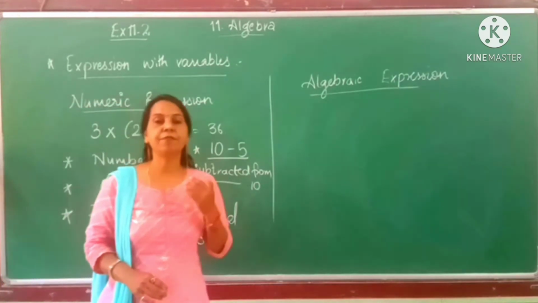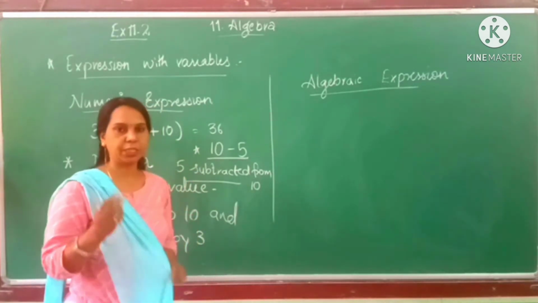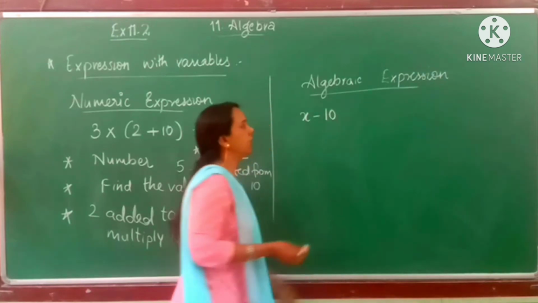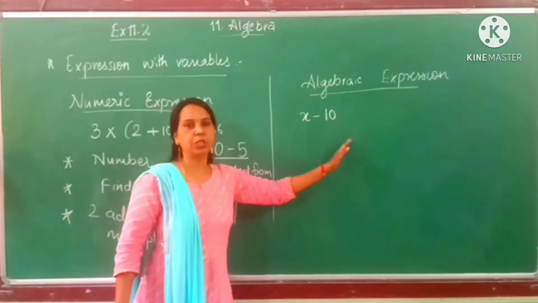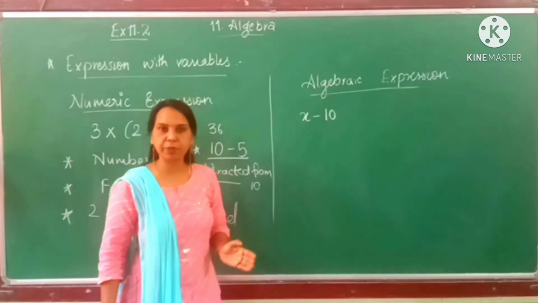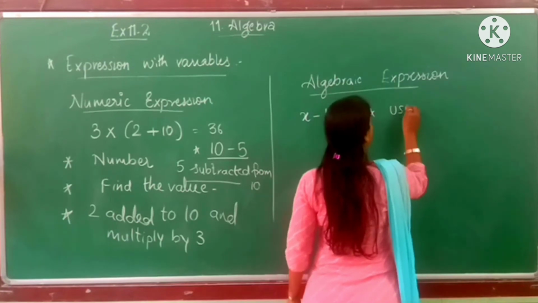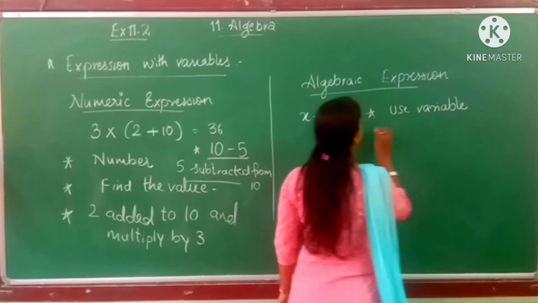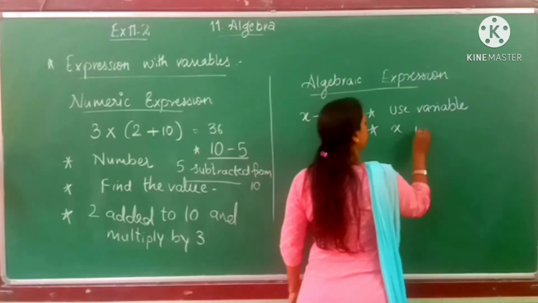Now where variables are used, what about that expression? Suppose it is x minus 10. Here we have used the variable x. This type of expression, where we use a variable, is called an algebraic expression. Here we don't know the value of x. x is unknown.